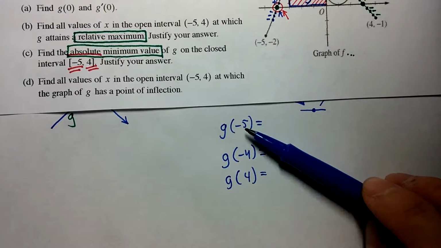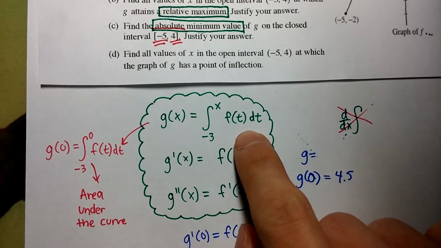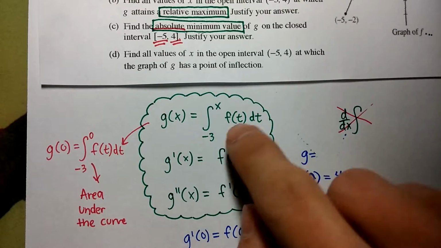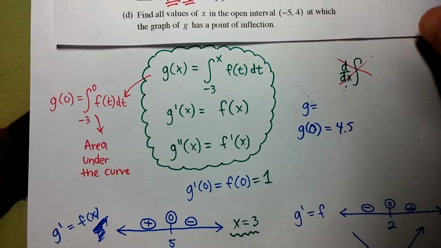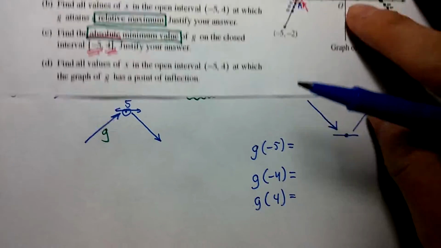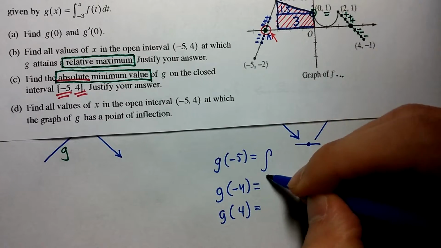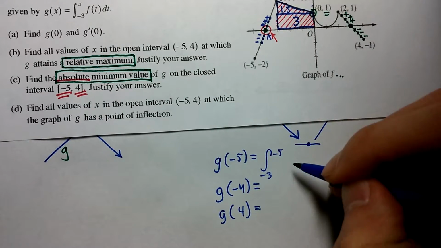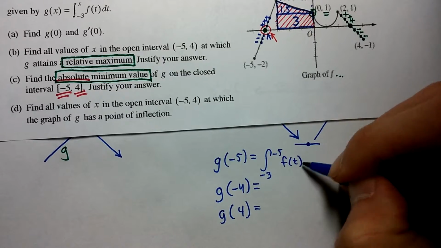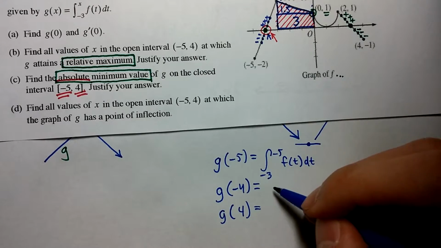Okay, g of negative 5. This takes us back to our original function, which is just the integral of the graph, which again means just the area underneath the curve of that graph. So we're going to take the area underneath the curve from negative 3 all the way to negative 5 of f of t dt.